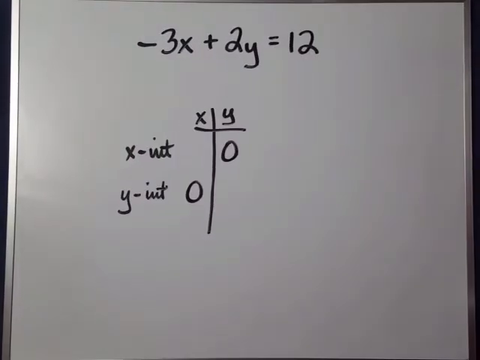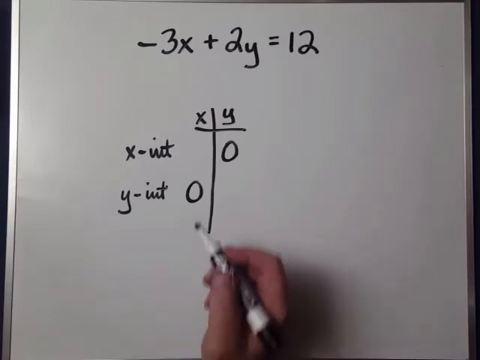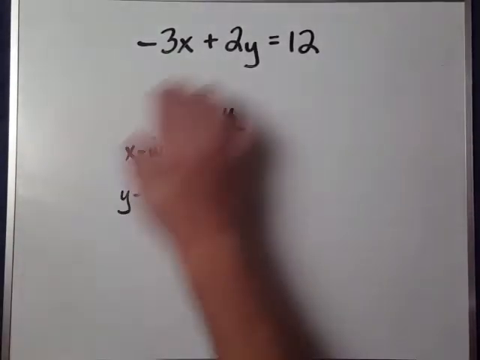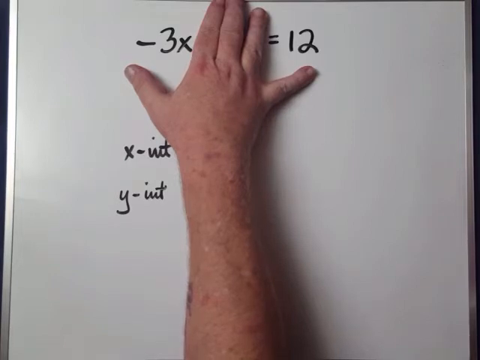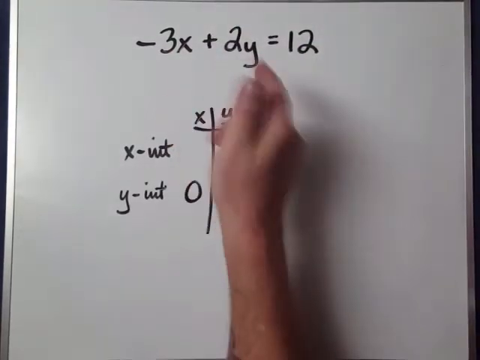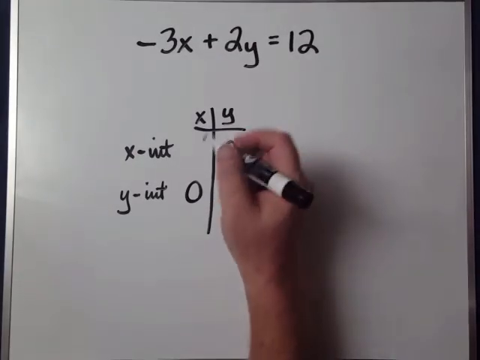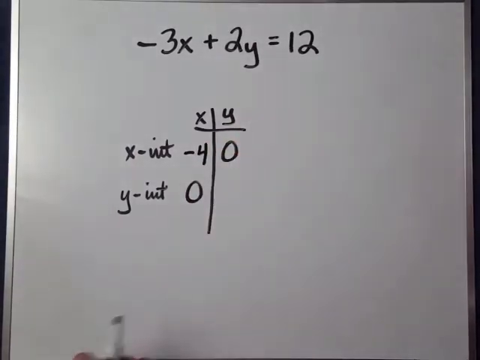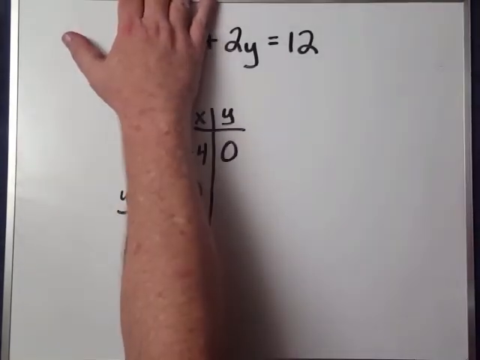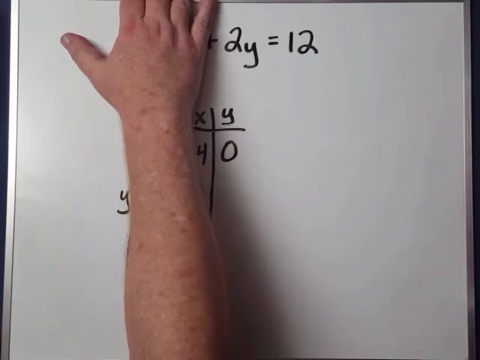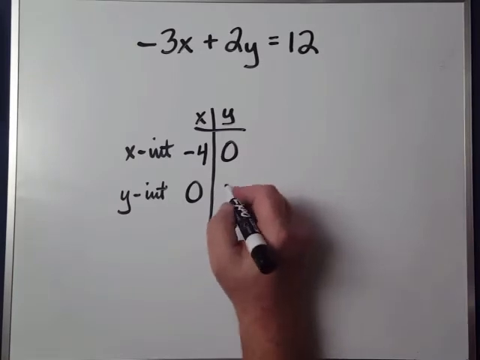So when y is 0, we plug 0 in for y. This term disappears. We have negative 3x equals 12. If negative 3x equals 12, then x must have been negative 4. We plug 0 in for x to find our y-intercept. Plug 0 in for x. This term disappears, leaving 2y equals 12. If 2y equals 12, then y must have been 6.